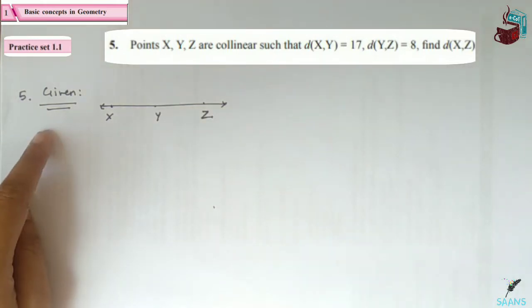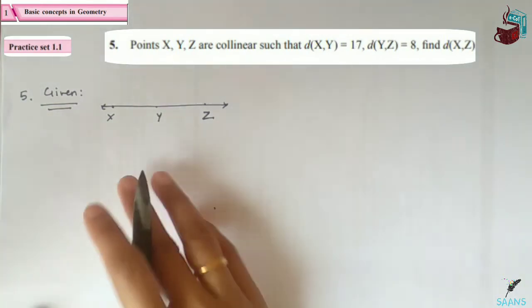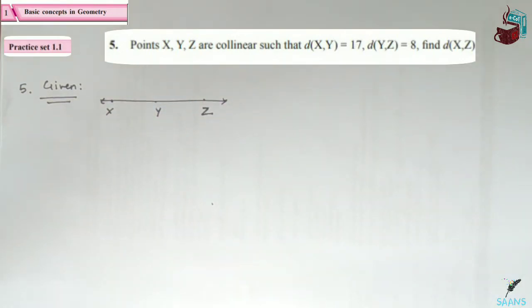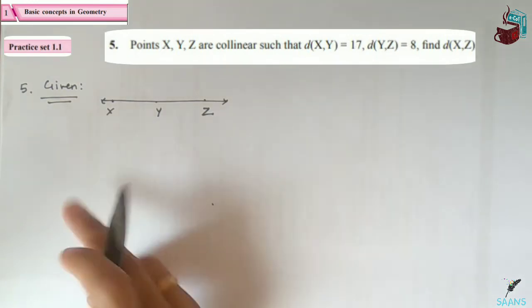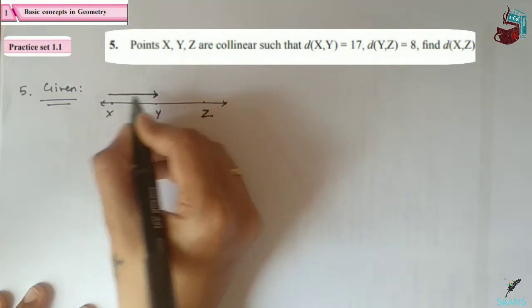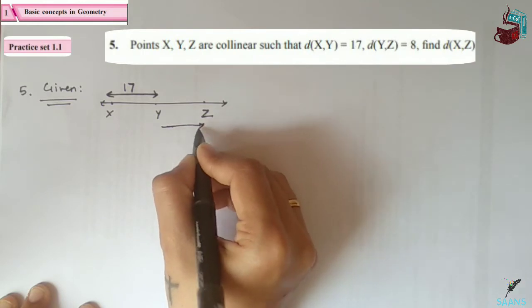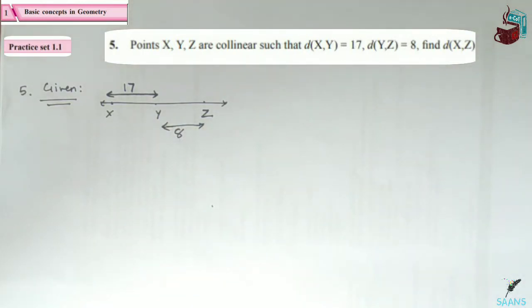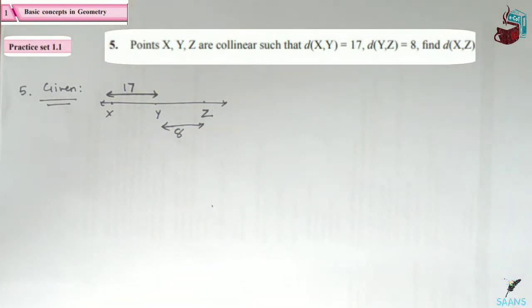See in this just remember 2 things. Always write all the steps. Second, pencil use करो भाई diagram draw करने के लिए. Here I do not have that liberty because I do not have that much time. Okay, ठीक है, so points x y z are collinear such that distance x y is equals to 17 units, distance yz is equal to 8 units. Find distance xz. We have to find distance xz.